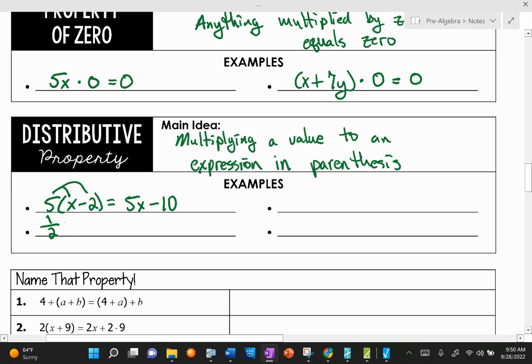Okay, so let's say we have 1/2, and then in parentheses, 20x minus 4. What is 1/2 times 20x? What is a half of 20 is what I'm asking you. 10x. Okay?